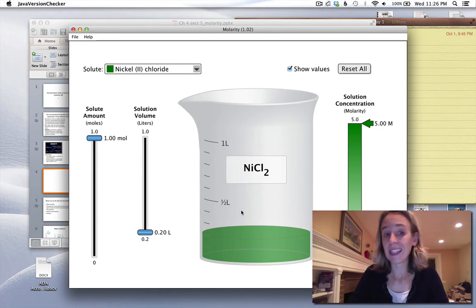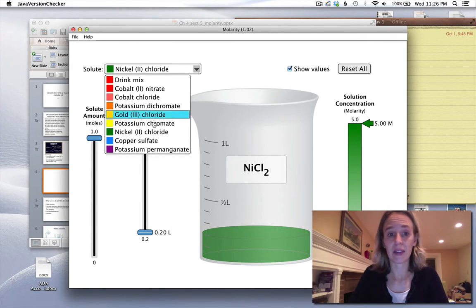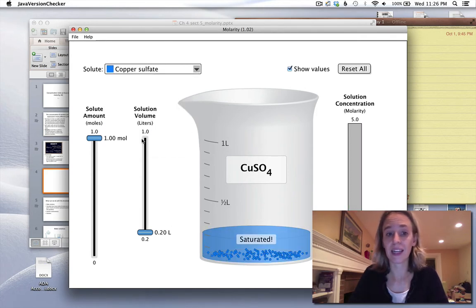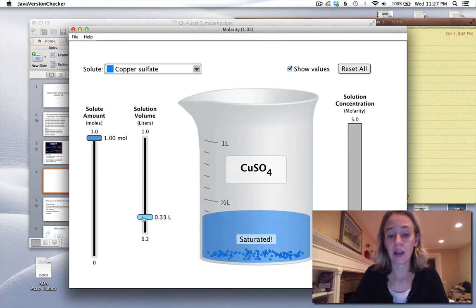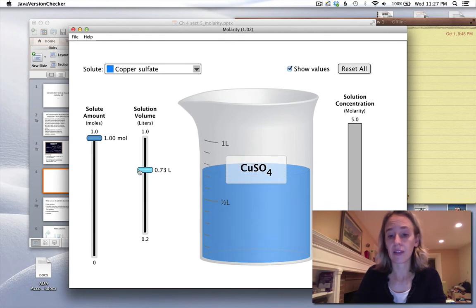Now, that's not the case for this nickel chloride, but let's look at copper sulfate instead. If I have the same amounts with copper sulfate, I see that my solution is indeed saturated. If I were to increase the volume, eventually all of this copper sulfate will dissolve, and I'll no longer have a supersaturated solution. So in this little simulation, you can see that the max concentration of copper sulfate in solution is 1.6 molar.